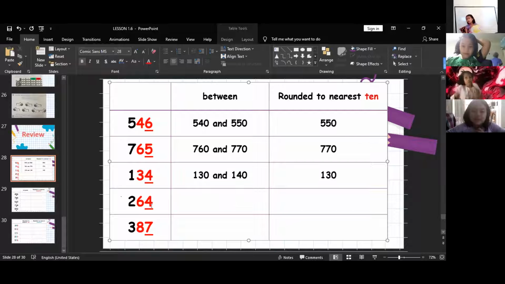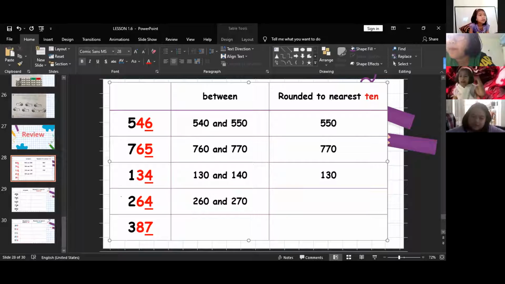216. Again, 216? Can you see the number here? 264. Okay. 264 is between what number? 260. 260 and? 270. Okay. 260 and 270.